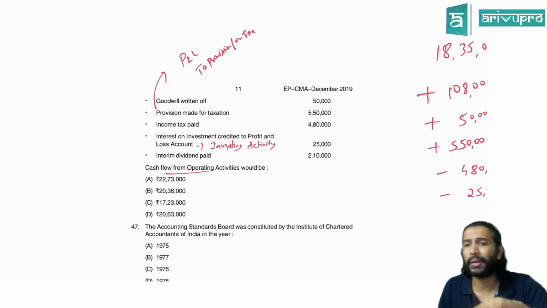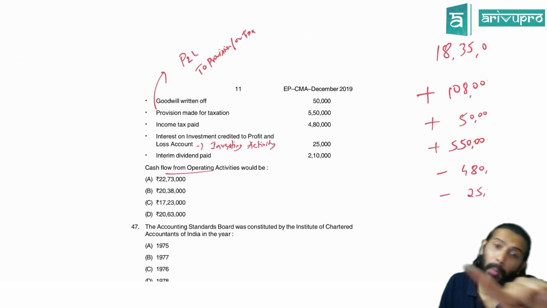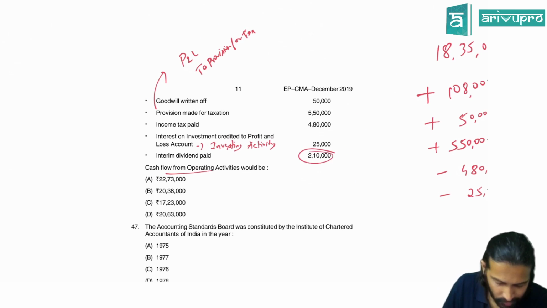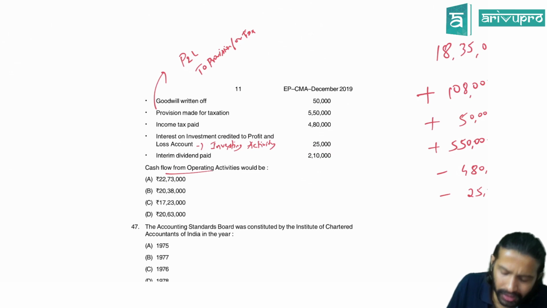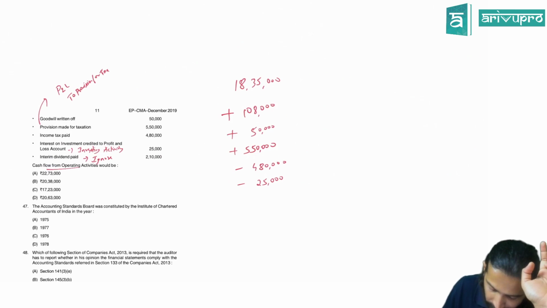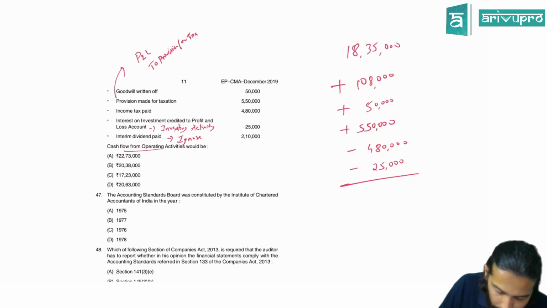Dividend paid will not come in the P&L account. Dividend paid comes in the P&L appropriation account. So this will not have been deducted. So any dividend adjustment if they give you in the cash flow statement, ignore it. You don't have to worry about that. Just ignore it. So when you do plus minus of all this, they have not given working capital changes.